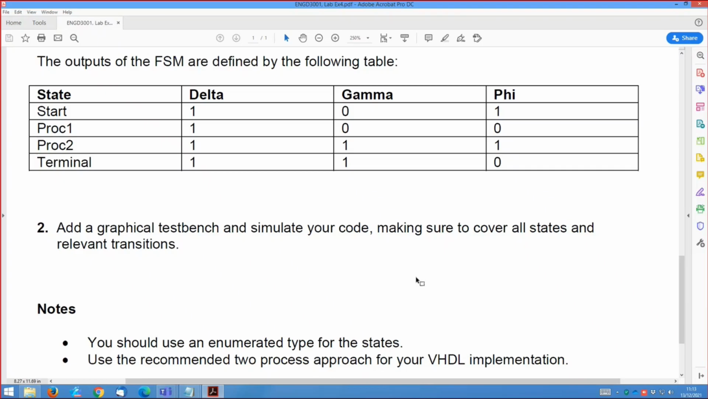The best approach there would be, again, to write the entity, then in the architecture, create an enumerated type for the states, which would be start, proc1, proc2, and respectively terminal.